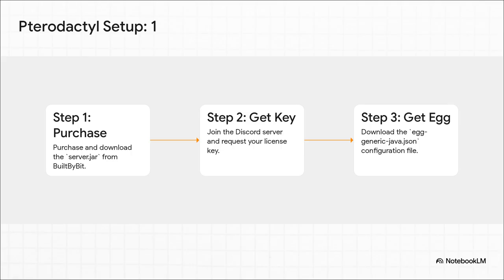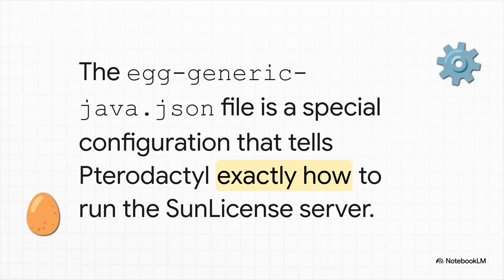Second, you've got to get your license key, which you can grab from their Discord. And third, you need this little file called an egg. It's a JSON file that's basically the instruction manual for Pterodactyl. Right, this file here, the egg-generic-java.json, this little guy is the key. You're going to import this into Pterodactyl, and it tells the panel exactly what to do, how to set up the environment, what commands to run, everything it needs to know to get Sun License up and running smoothly.